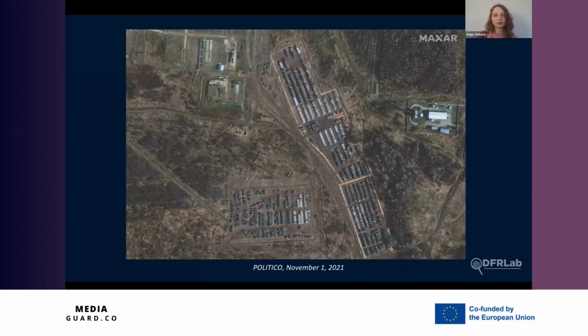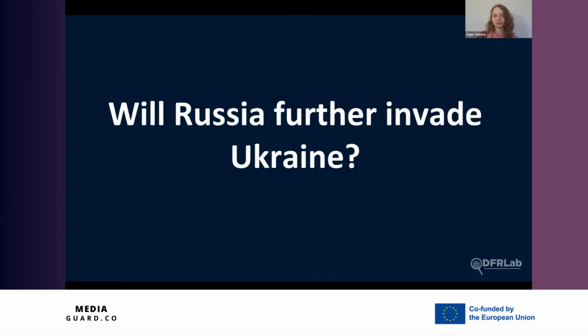If you remember, there were satellite images published by Maxar Technologies, by Politico, in November 2021. And even months before that, in spring, there were reports that Russia was deploying military equipment in Belarus near the Ukraine border. Already in autumn and winter of 2021, there were increased concerns and statements from Western leaders that Russia was going to invade Ukraine. And there was the question of whether Russia would further invade Ukraine. There were two opinions: that yes, Russia will invade Ukraine, and another that it was a scare tactic, that Russia was bluffing and won't invade Ukraine.